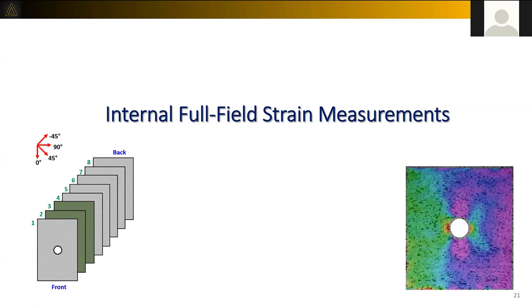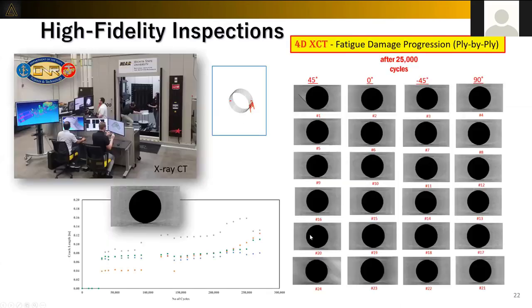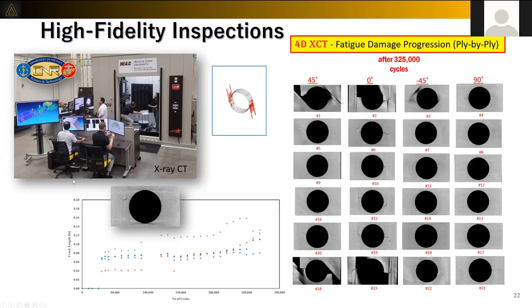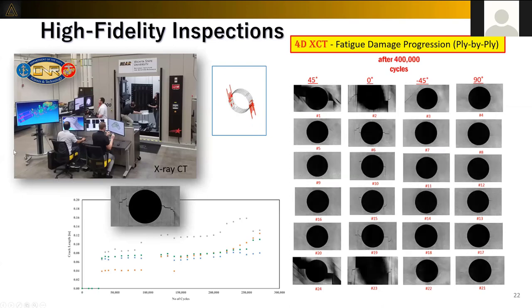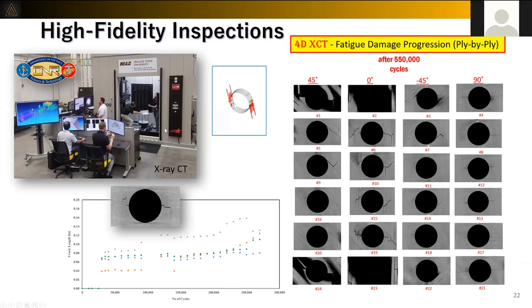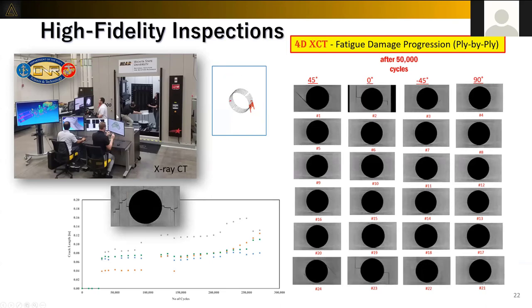So the image you see here on the right-hand side is actually full field strain coming from the mid ply. At NIAR, the Atlas high fidelity inspection team, we have two systems. I remember John mentioned X-ray Zeiss. We have a Zeiss 520 that can go to about a half a micron resolution. Then we also have an NSI 7000 system. As you can see, it's like a small studio apartment.